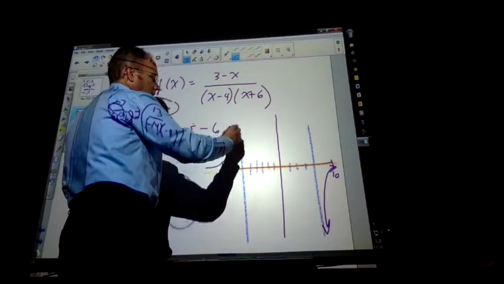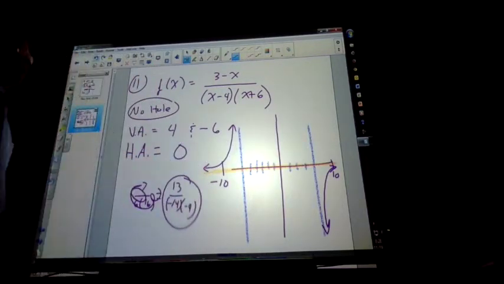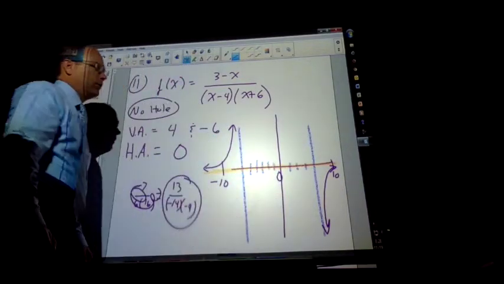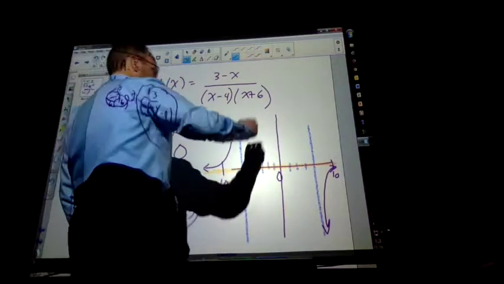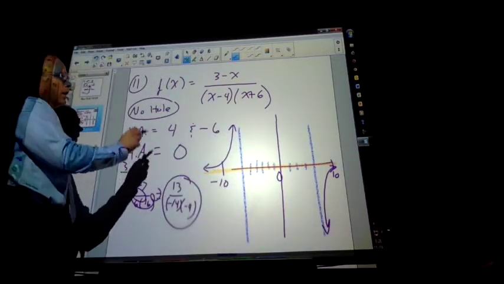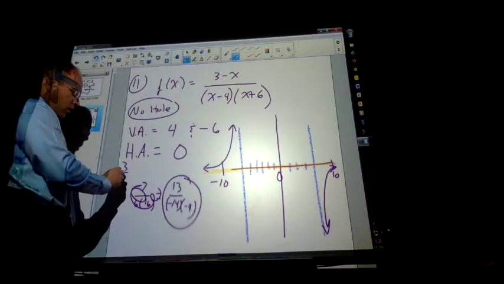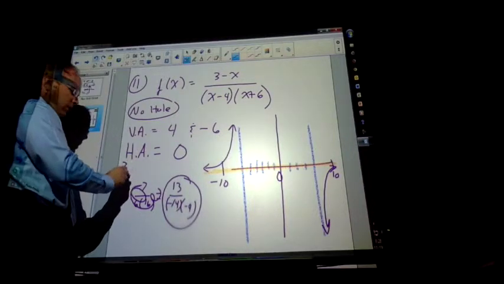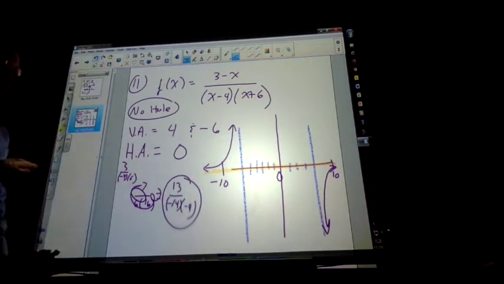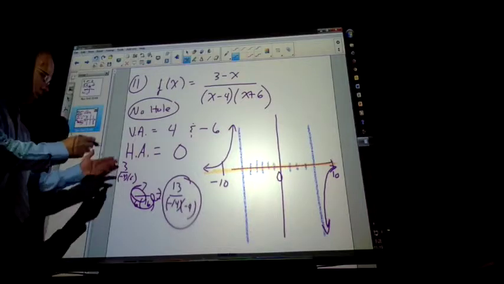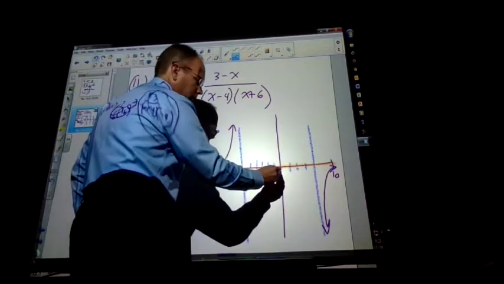So that means this is going to kind of look like this. What's going to happen in the middle? Let's pick 0, plug it in. So let's pick 0 and think about what 0 is going to do. 3 minus 0 is 3. 0 minus 4 is negative 4. 0 plus 6 is 6. Is that positive or negative? Negative, so that's somewhere down here.